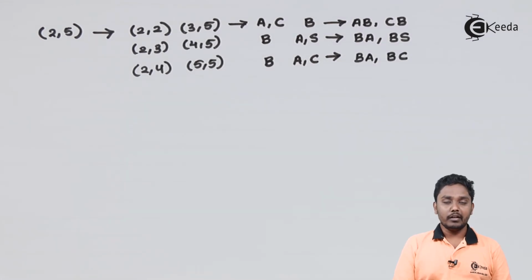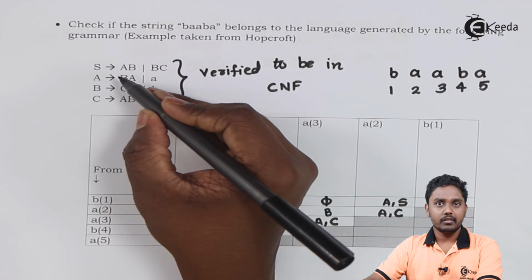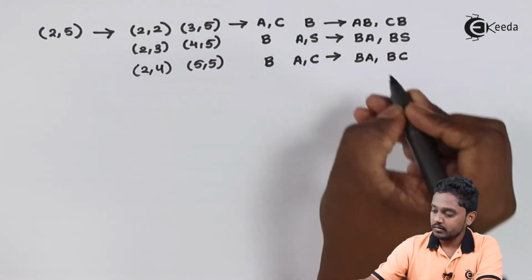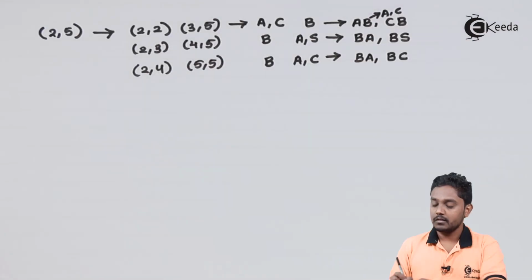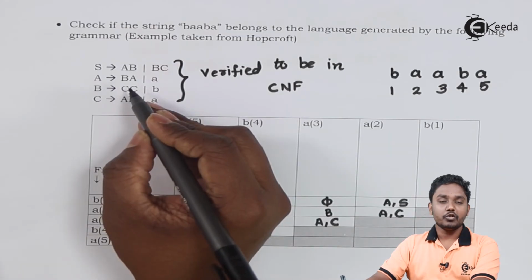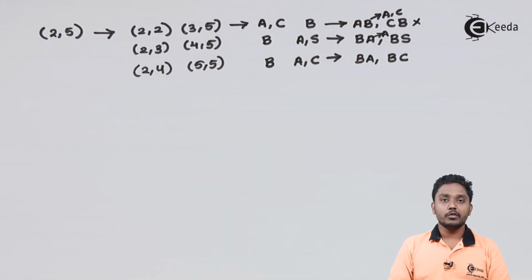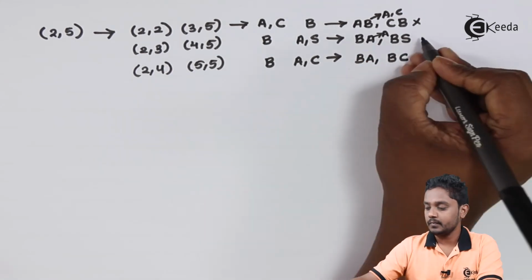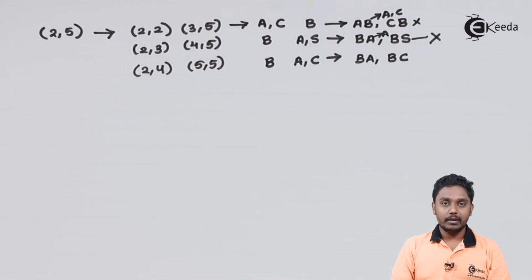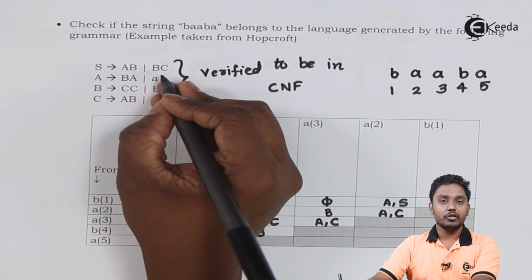Now let us find out which of them are generated by our grammar. AB is generated using either S or C. CB is not generated by our grammar. BA is generated by A. BS is not generated by our grammar. Again, BA is generated by A. BC is generated by S.